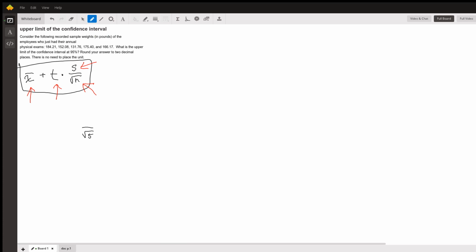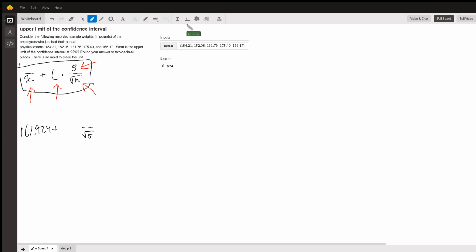So you type mean and then the data. And we get a sample mean of 161.924. So let's put that in. 161.924.